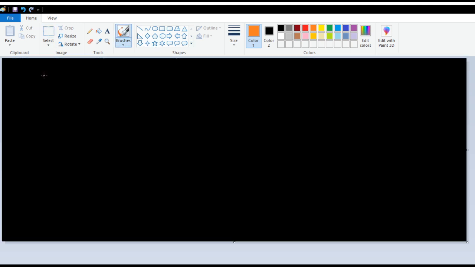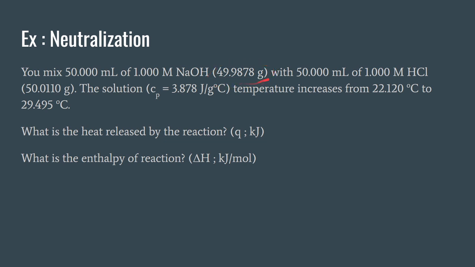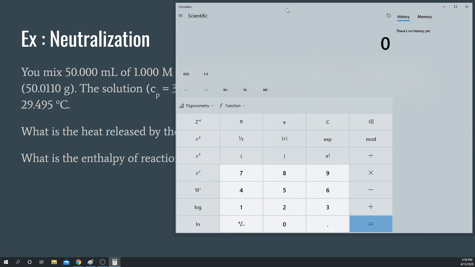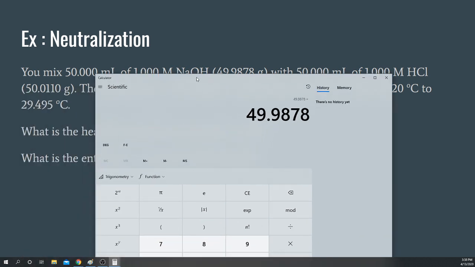All right, so we have Q of our reaction is negative Q of our solution. It's negative mass of our solution times c delta T. So the mass of our solution is going to be this mass here plus this mass here, because we're mixing the two solutions together. So 49.9878 plus 50.0110, which is 99.9988.